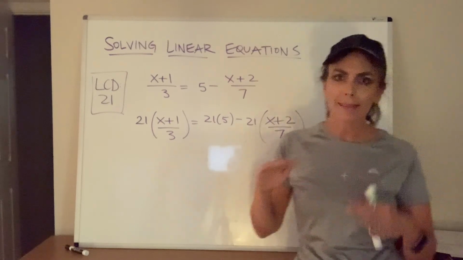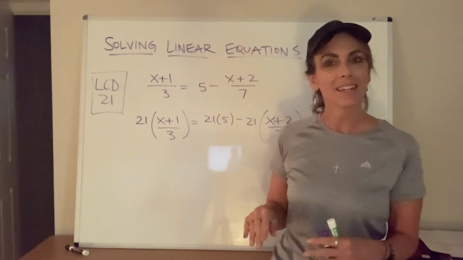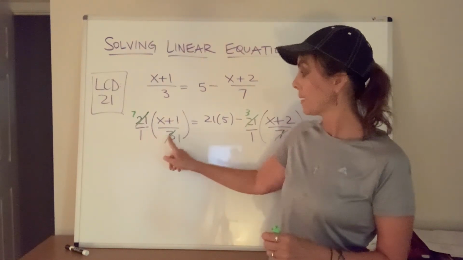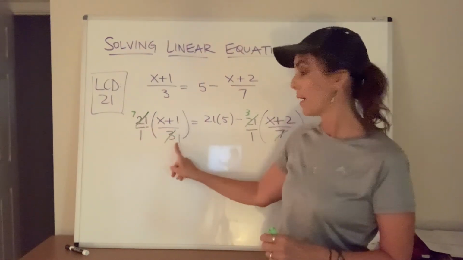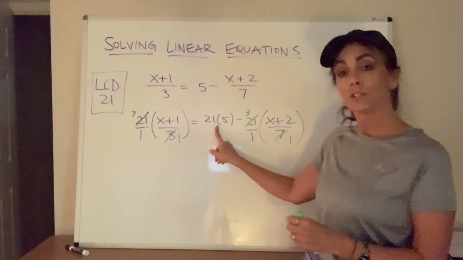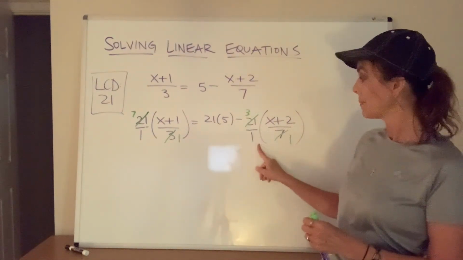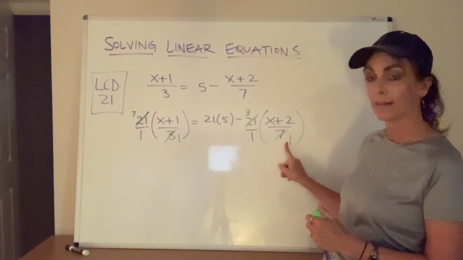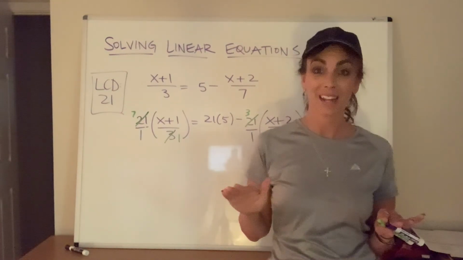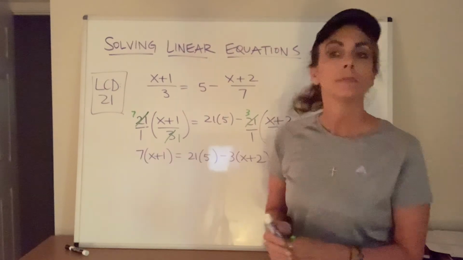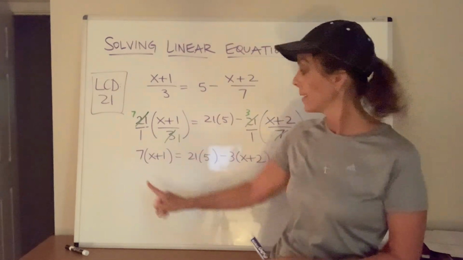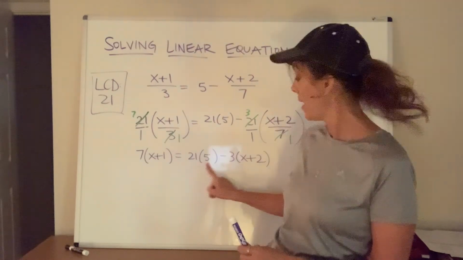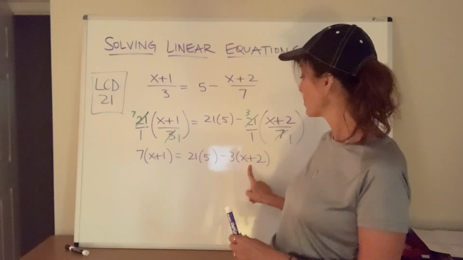Now let's go ahead and clean things up and get rid of those denominators. When I look at this first piece, the 21 divided by 3 is the same as 7 divided by 1. I don't need to do anything here, but when I look at this second piece, the 21 over 7 is the same as 3 over 1. And so now there are no denominators left. Let's rewrite it. Okay, rewritten, this is what it looks like: 7 times (x plus 1) is equal to 21 times 5 minus 3 times (x plus 2).